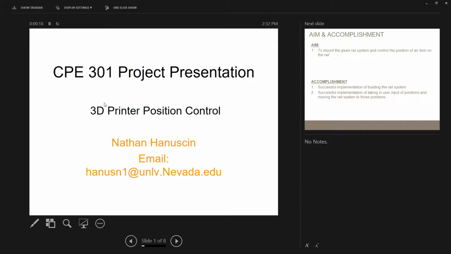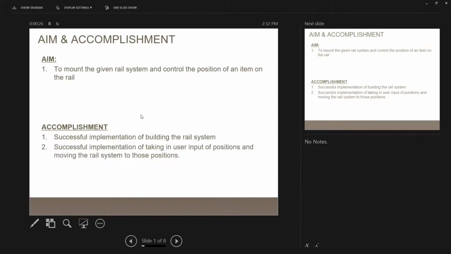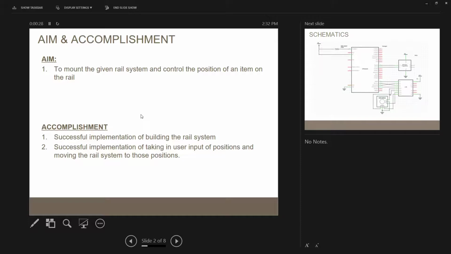So I did my project on a 3D printer position control. Using a stepper motor, I wanted to control the position of where a user wanted to put some item. The goal of the project was to mount that rail system and then take in user input to pick where they wanted to put that item. I was able to successfully do both of those things: I built the rail system to help with my dad, and then I was able to interface with the USART to take in the user input and move the item to those 3 positions that they wanted.